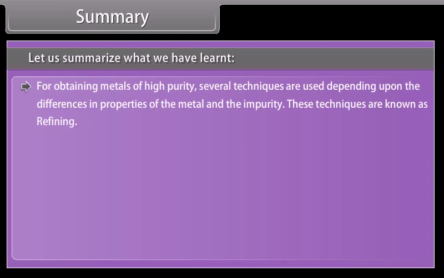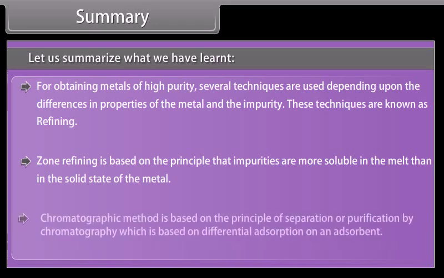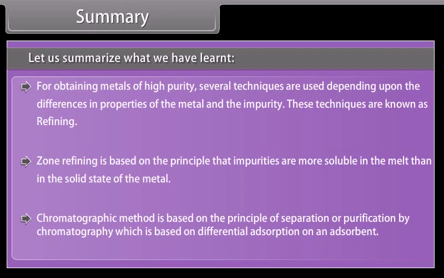For obtaining metals of high purity, several techniques are used depending upon the differences in properties of the metal and the impurity. These techniques are known as refining. Zone refining is based on the principle that impurities are more soluble in the melt than in the solid state of the metal. Chromatographic method is based on the principle of separation or purification by chromatography, which is based on differential absorption on an absorbent.